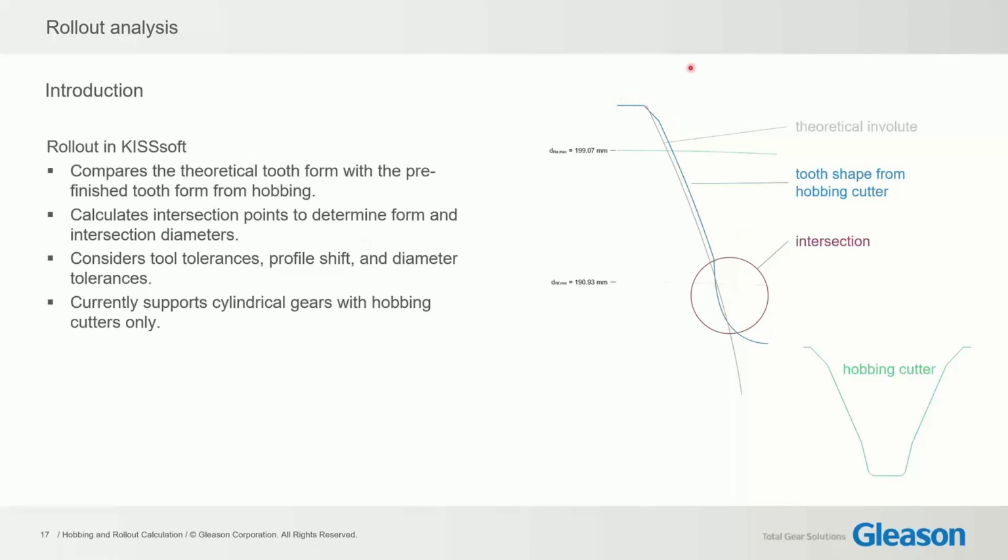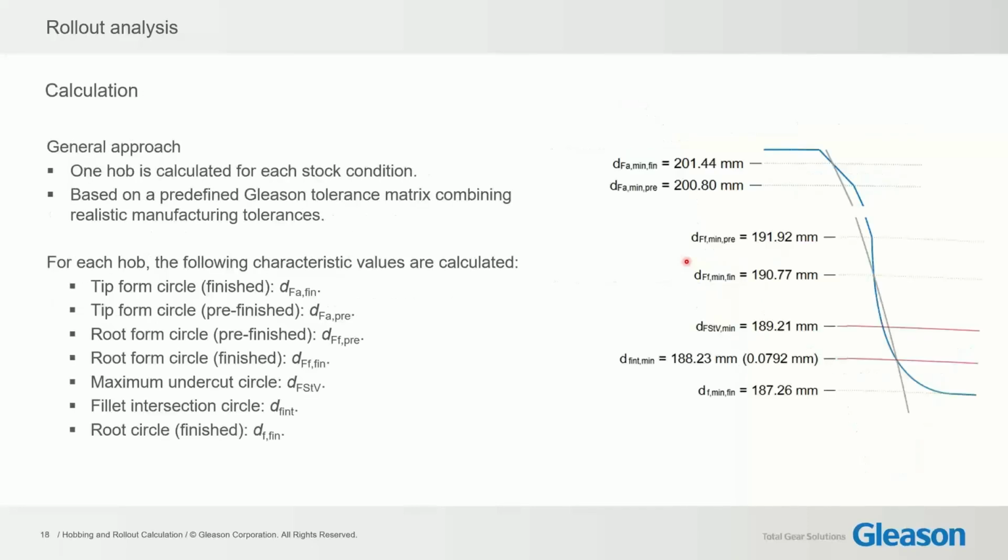So we calculate several intersection points, like for the tip and root form diameters. We can calculate the maximum undercut. We can calculate the re-entry diameter. And this calculation is currently supporting only the hobbing cutters. And we are planning to do also short and long lead hobbing cutters for the 26 release.